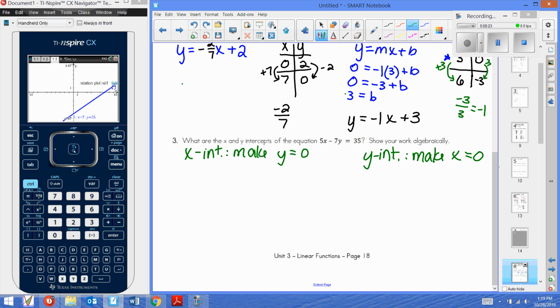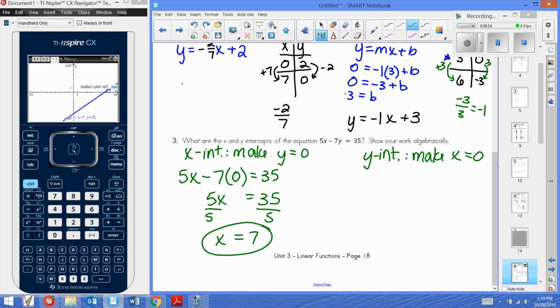So let's show our work 2 different ways. For the x-intercept, I'm going to take my equation, 5x minus 7y, but instead we're going to put in 0 for y, set that equal to 35. Let's do a quick solve. That becomes 0, so I would be doing 5x minus nothing, equals 35. And divide both sides by 5. Simple one-stepper. We get x is equal to 7, which is what we predicted right over here.